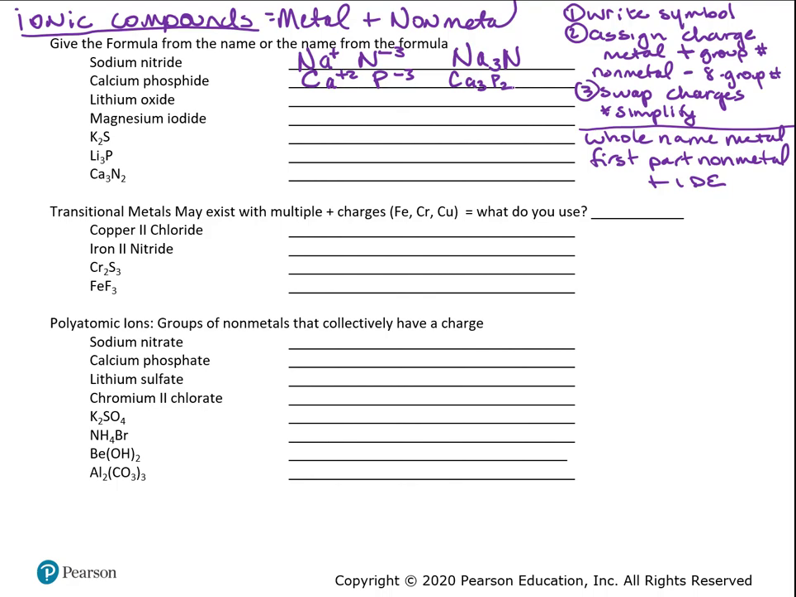Lithium oxide. Lithium is Li, and its charge is +1. Oxygen is an O, and its charge is 2 what? -2. Include the charge. The first element's always going to be positive, and it's the group number. The second element will always be -8 minus its group number. They're not the same, so when I swap them, what's my formula?